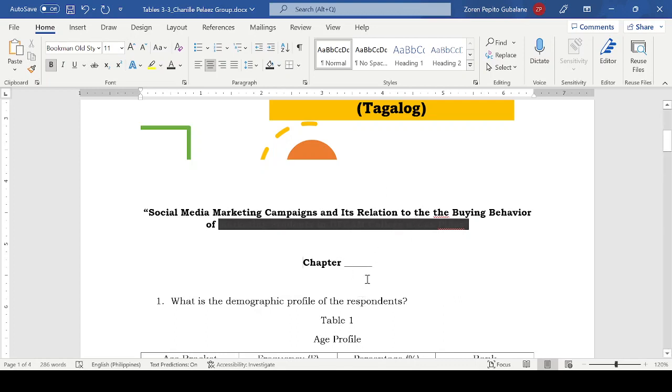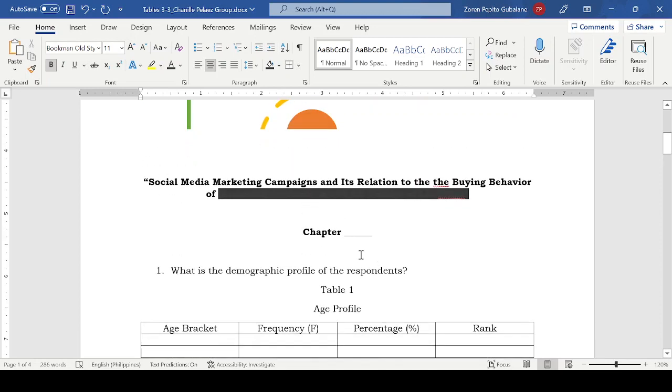Now, sa ibang university, this particular portion is about chapter 4. However, some colleges and universities make it chapter 3. Regardless of the chapter, the procedure remains the same. So never mind the chapter numbering.